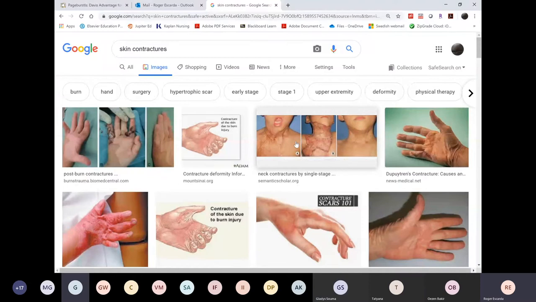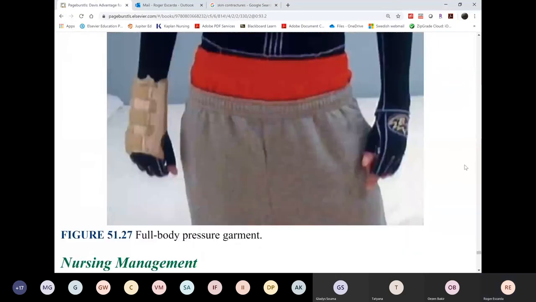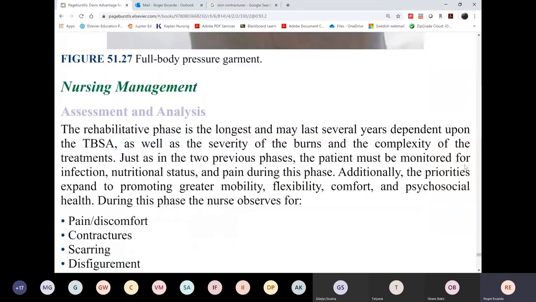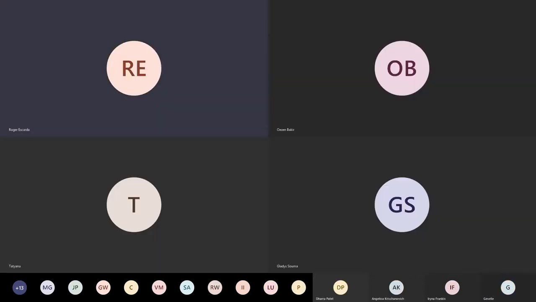Again, so if you get that question on the NCLEX, the principle is you want to stretch that body part. You want to put it in an extended position. Does that make sense? Okay, that's it for Burns. So next week's quiz will be on Burns.